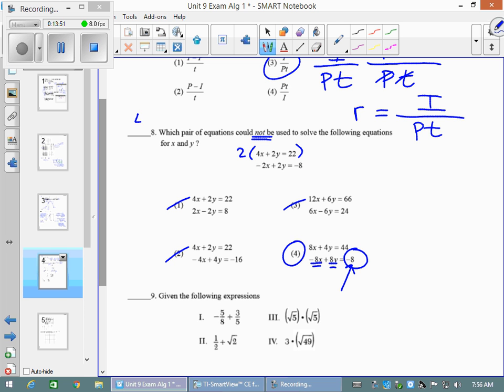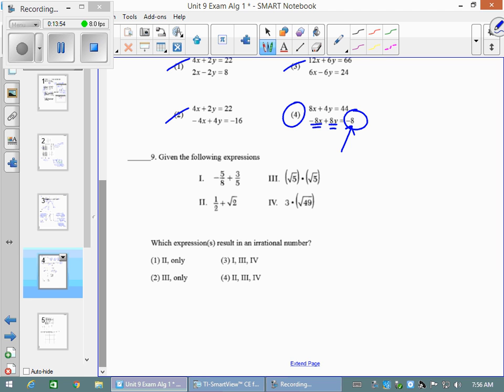And question 9 is asking us which expression results in an irrational number. Once you perform the operation, which answer would be irrational? Well, for choice 1, if you added these up, you could do this in your calculator, you're going to get -1/40. That's a fraction of integers, so that is rational. Choice 3, radical 5 times radical 5 would give you radical 25, which if you type this into your calculator, you would get 5. That's an integer, that is rational. Choice 4, 3 times the square root of 49. Well, 49 is a perfect square, so that comes out to be 7, and 3 times 7 is 21. Also a rational number.